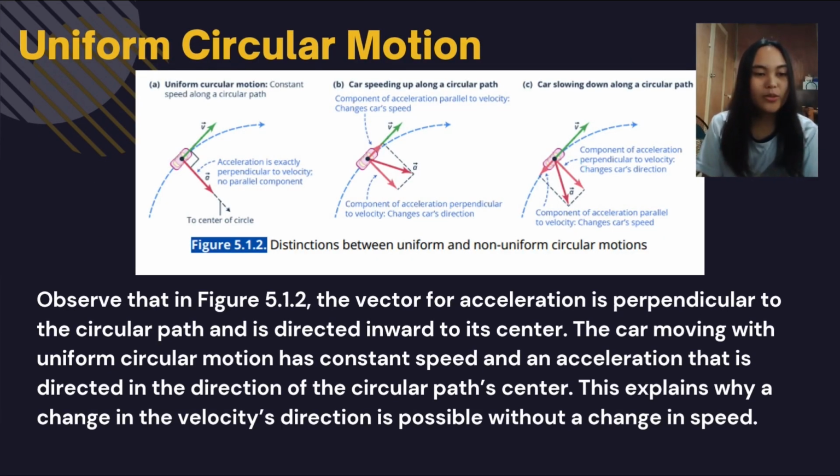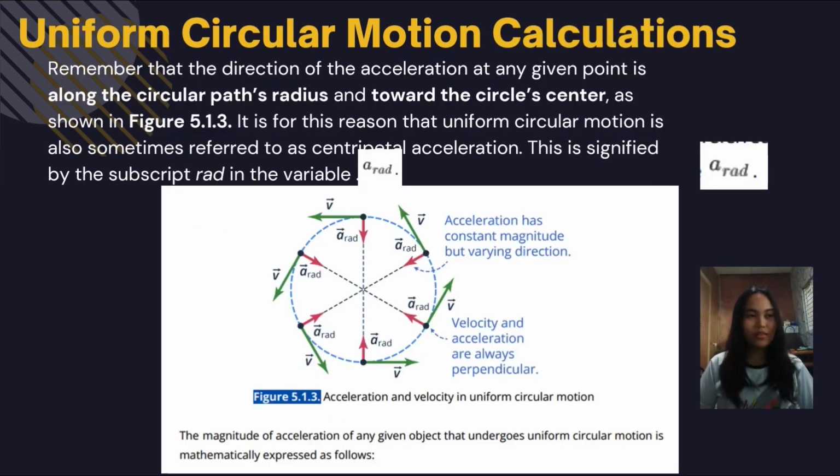Next slide. Observe that in figure 5.1.2, the vector for acceleration is perpendicular to the circular path and is directed towards its center. Perpendicular means at an angle of 90 degrees to a given line, plane, or surface. The car moving with uniform circular motion has constant speed and an acceleration that is directed towards the circular path's center. This explains why a change in the velocity's direction is possible without a change in the speed.